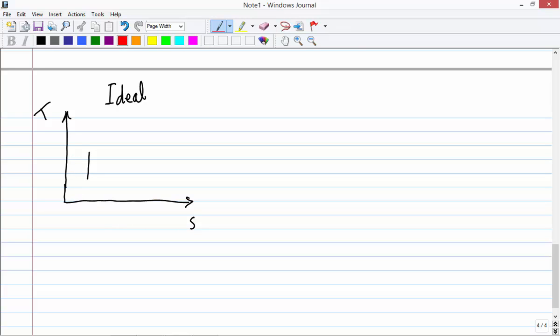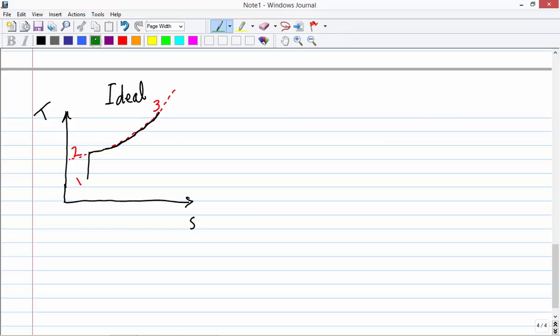Here is 1 to 2. Then the process 2 to 3 occurs in the heat exchanger when we add heat, so temperature goes up, but pressure remains constant. So we need to draw a constant pressure path, and we're going to stay on this curve because pressure is constant, and we end up at point 3.